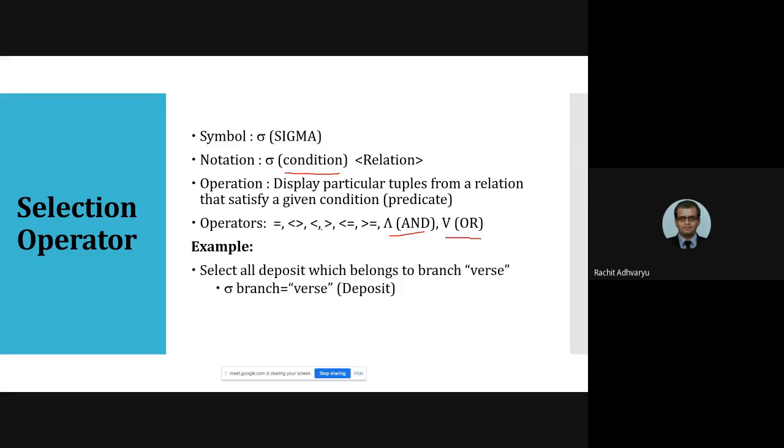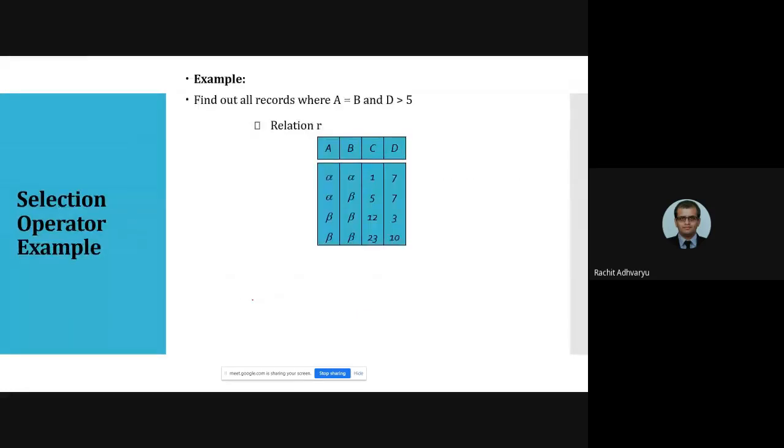For example, we said that I want all deposit data which belongs to a particular branch. So how do we write it? We write sigma, then the column name equals to the value of the condition. Into round bracket, we provide the table name or relation name. So this is how this syntax goes, right? Similarly, if we want to use two different conditions in one notation, then we write sigma A equals B. This is the first condition. AND operator is denoted by inverted V, and then the second condition, that is D greater than 5, and R, that is the table name or relation name.